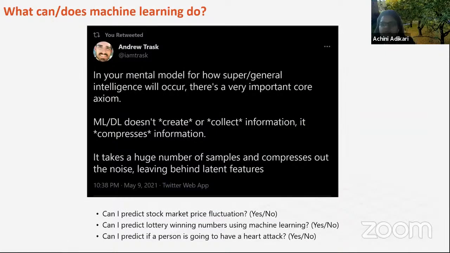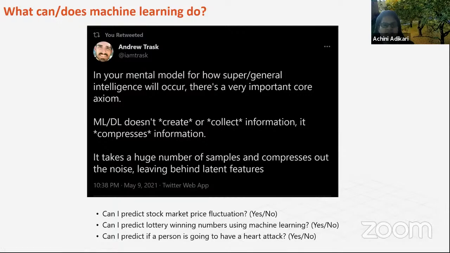Okay, so this is a nice tweet. What can or does machine learning do? Machine learning or deep learning doesn't create or collect information. It compresses information. Right? It takes a large number of data samples, compresses out the noise, and identifies the important features to do the necessary work. That is what machine learning models basically do. So these are just three things that we can check. Can I predict stock market price fluctuation using machine learning? What do you think?